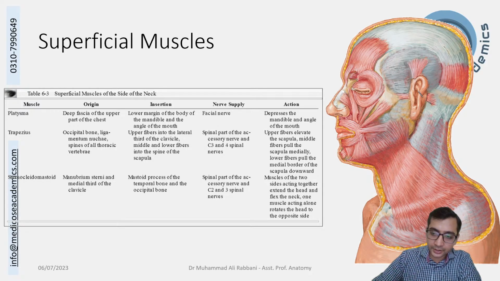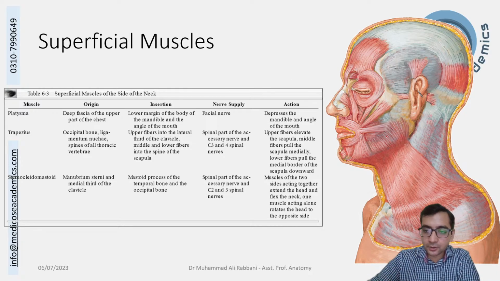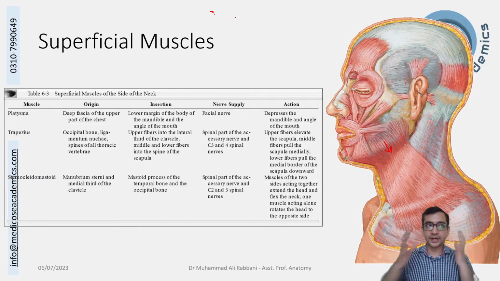You can see as it will contract. One thing, whenever a muscle contracts, always think about it like that: the two ends come together. When this will contract, there is no chance that the chest will move up, but the mandible will be able to move down and the angle of the mouth will move down. So when it contracts, it opens the mouth. And a very interesting thing is that it covers the whole of the neck like a sleeve.